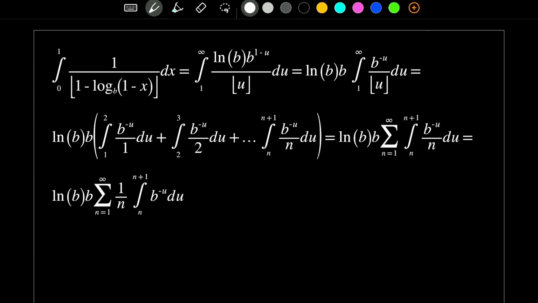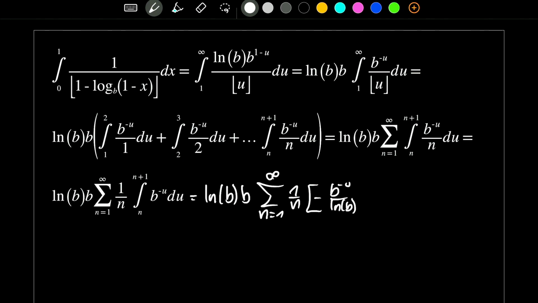Now this integral over here isn't really hard to solve at all, and we can easily see it's just another basic exponential integral, which is most of the time quite classic if you take any calculus classes at all. So log of b times b times the sum from n equals 1 up to infinity of 1 over n times, and then we're going to get minus b to the power of minus u divided by log of b evaluated from n up to n plus 1.